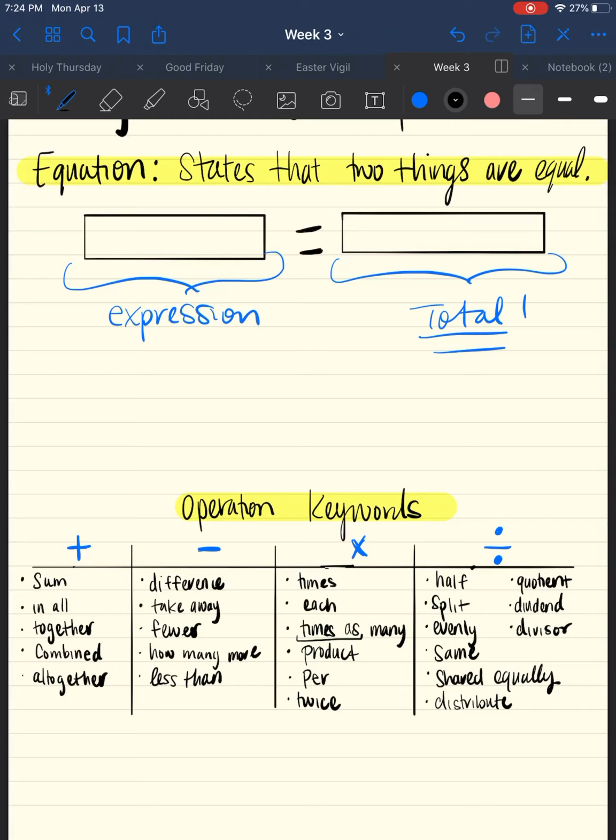Go ahead and pause the video and finish writing off your operation keywords. We're going to take a look at 2 example problems today, and I'm going to instruct you exactly how to follow along so that you can write your equation.